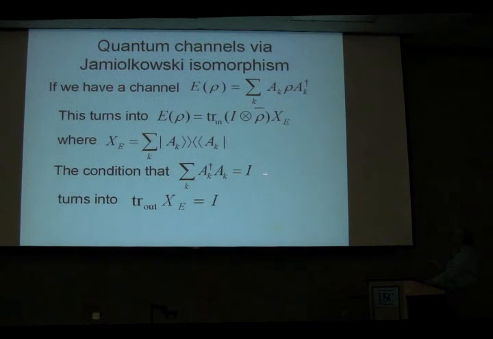And so this is a positive semi-definite matrix. And since we're going to be optimizing over recovery operations, optimizing over positive semi-definite matrices is good. And the condition that it's trace preserving turns into just the trace over one of these two tensor components of x sub E is the identity. Okay.